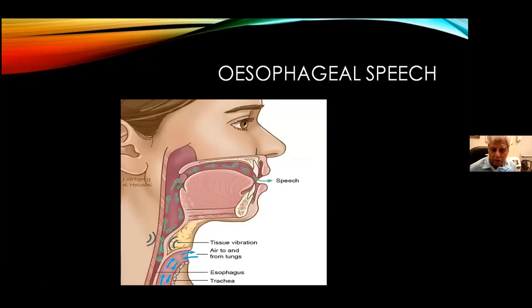Now, in esophageal speech, air is going through this, and the patient is taught by a speech therapist to swallow the air and regurgitate. Swallow and regurgitate is the principle, and this causes the vibration of the pharyngeal muscle and produces a voice. This is the principle of esophageal speech: vibration of the pharyngeal muscle.